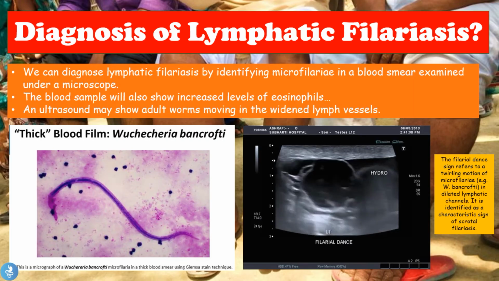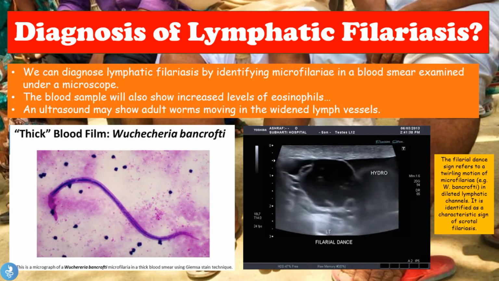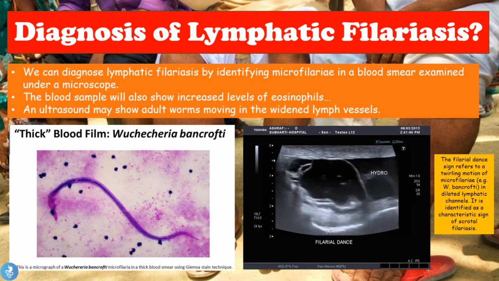So the blood sample will also show increased levels of the eosinophils. So the eosinophils are a type of white blood cells that are found in the blood and increase in great levels when we have an ongoing parasitic infection. So when the body comes into contact with a parasite, we actually note the high levels or an increased level in eosinophils in the blood. And that's the giveaway sign of a current parasitic infection.